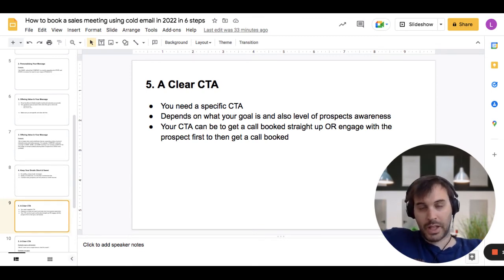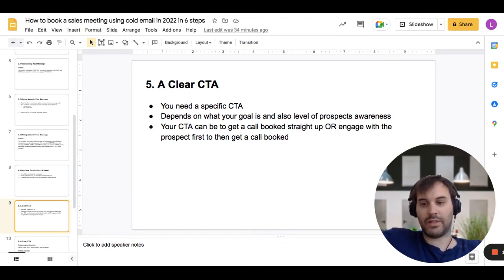Five, you need a clear CTA that's specific. Again, we want to avoid anything that's general and vague when it comes to cold email, or marketing in general for that matter. There are different goals you can have with a CTA, pretty much only two. In general, there's only one goal of cold email in my opinion, and that's to book sales meetings. But the avenue to actually booking those sales meetings can be different when it comes to the CTA.